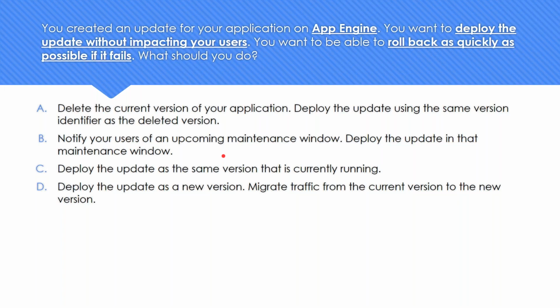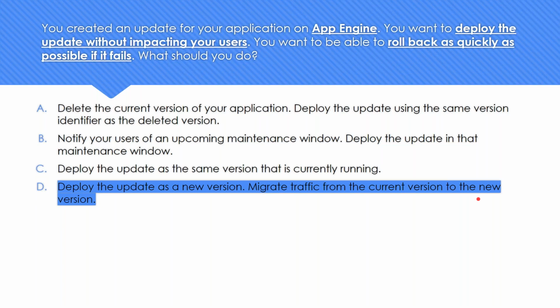Option C: deploy the update as the same version that is currently running. If you just do that, again, rollback is not going to work. Option D: deploy the update as a new version and migrate the traffic from the current version to the new version. So when you deploy, you are going to use the hyphen no promote flag. First you check that everything is good, and only then do the migration, migrating the traffic to version 2. As most of you mentioned, D is the right answer. The next question.